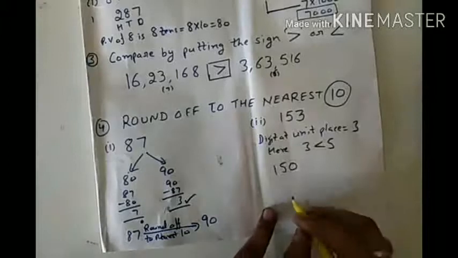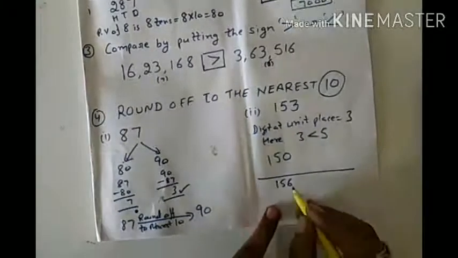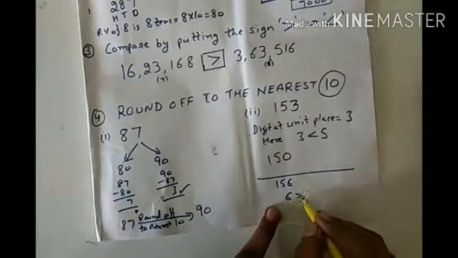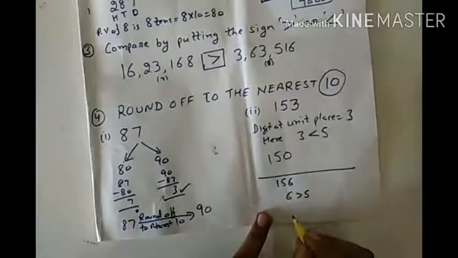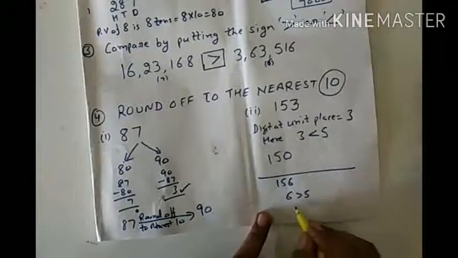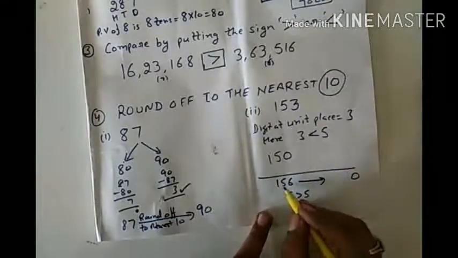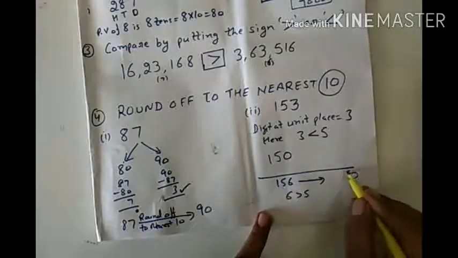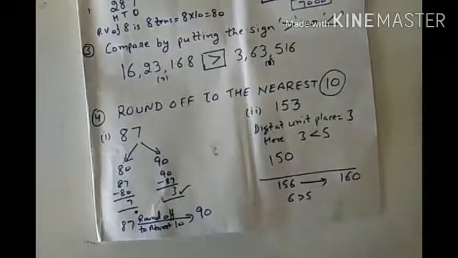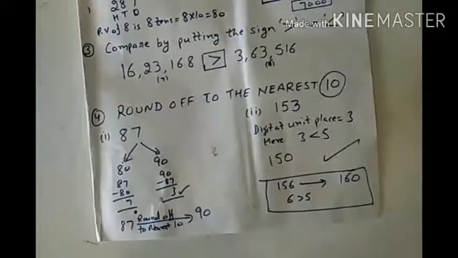Now, what if it were 156? Here the digit at the unit place is 6, that is greater than 5. In that case, since 6 is greater than 5, I will replace 6 with 0 and add 1 to the digit at the tens place. If I add 1 to 5, then it becomes 6. So it is 160 in that case, but our question concerns 150.